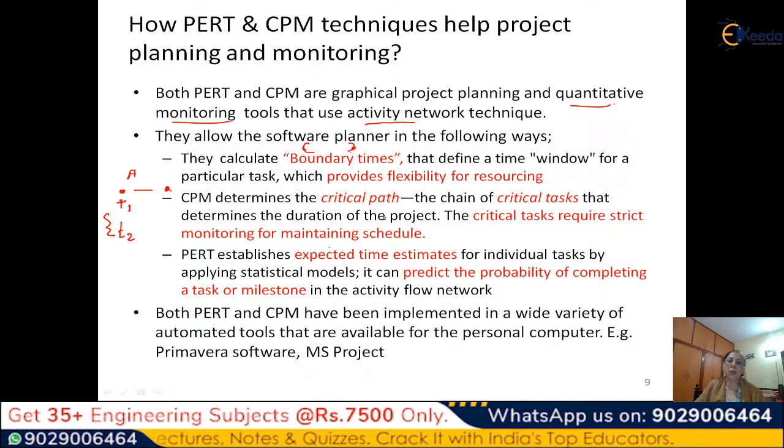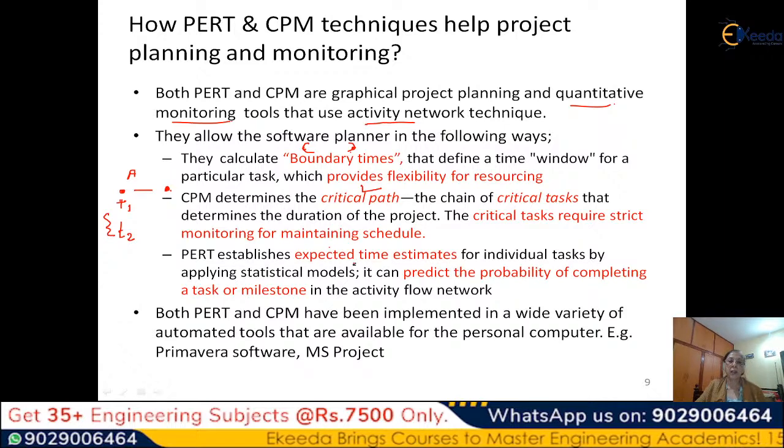If there is anything wrong in any particular task which is critical, then you will not be able to keep the schedule. So once you have determined the critical path and the critical activities, it is easier for you to put priority to these activities and monitor them. So that is how it helps in monitoring.